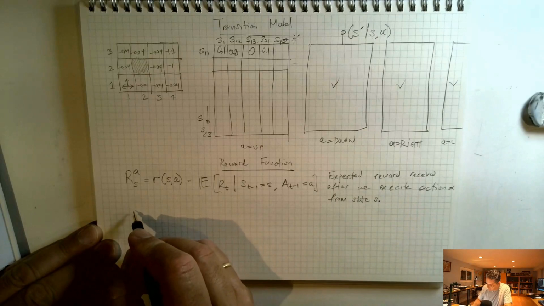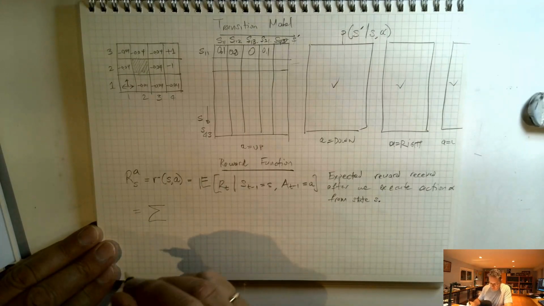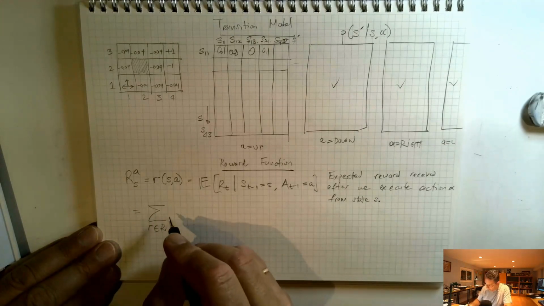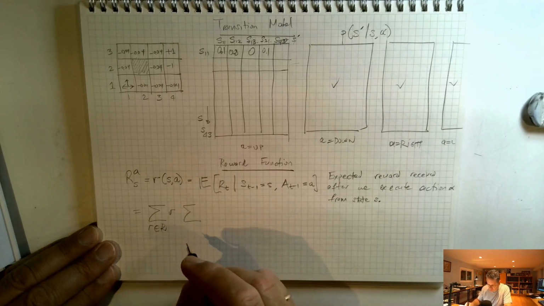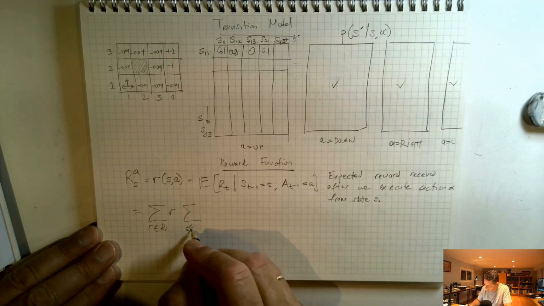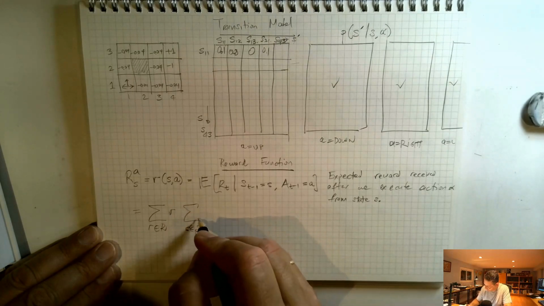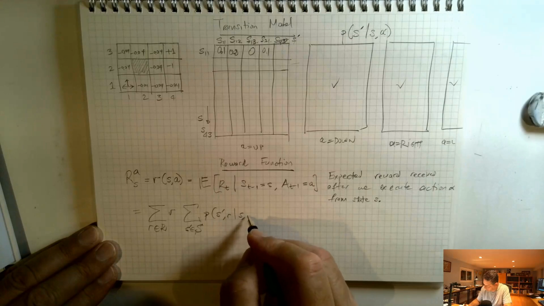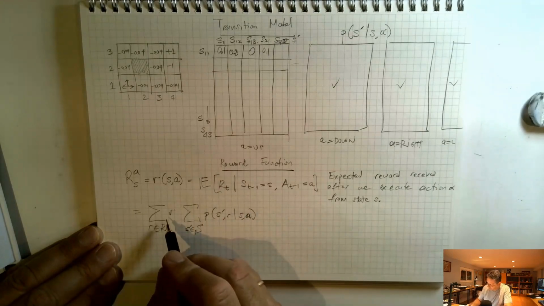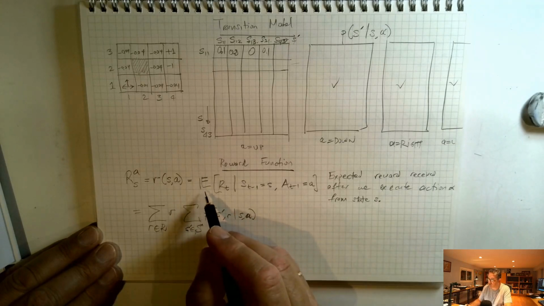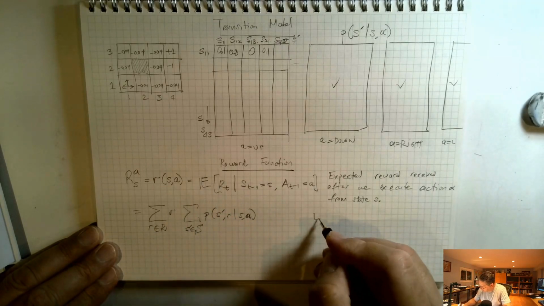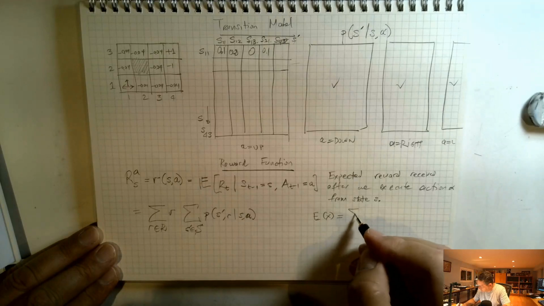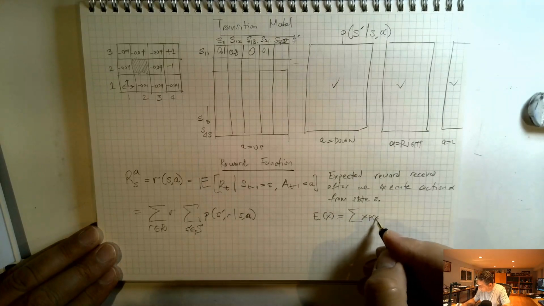And this can be written as a summation over r that belongs to the set of rewards, calligraphic R, of r, summation of S prime being in S, p of S prime comma r given S comma A. And of course, this comes from the definition of the expectation operation, which is defined here as the expected value of a random variable, let's say x, is the summation of x, p of x.